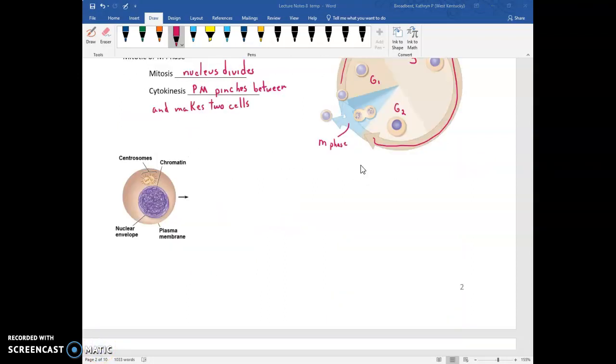So this is a drawing of a cell that's in interphase. Note that the DNA is in the chromatin stage. It's all unwound. We have a plasma membrane. There's a nuclear membrane that surrounds the chromatin. And we have centrosomes.